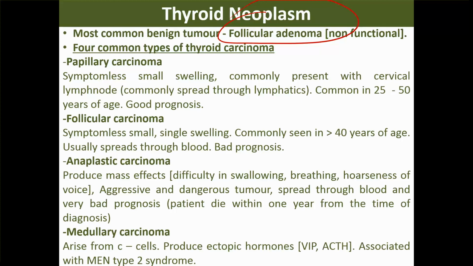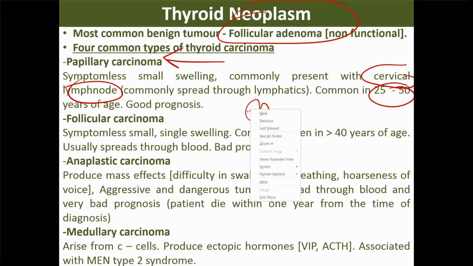There are 4 common types of thyroid carcinoma. Papillary carcinoma is the commonest one, seen in the 25 to 50 years age group. And remember, this tumor is most of the time diagnosed after it goes to the cervical lymph node, which means after metastasis, because the tumor will be very small in the thyroid gland, less than 1 centimeter in size, so it will not be expressed as a swelling. It spreads to the lymphatics, and goes to the cervical node.